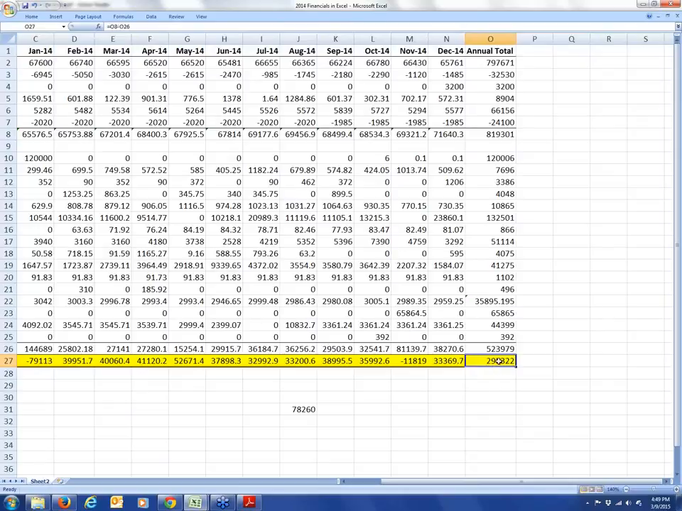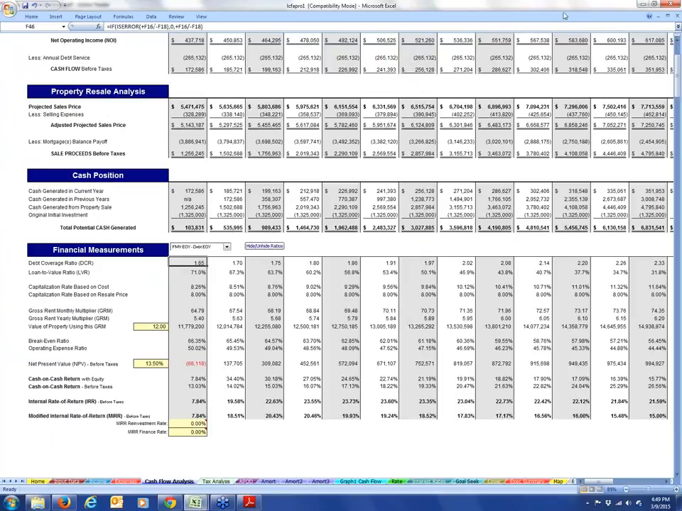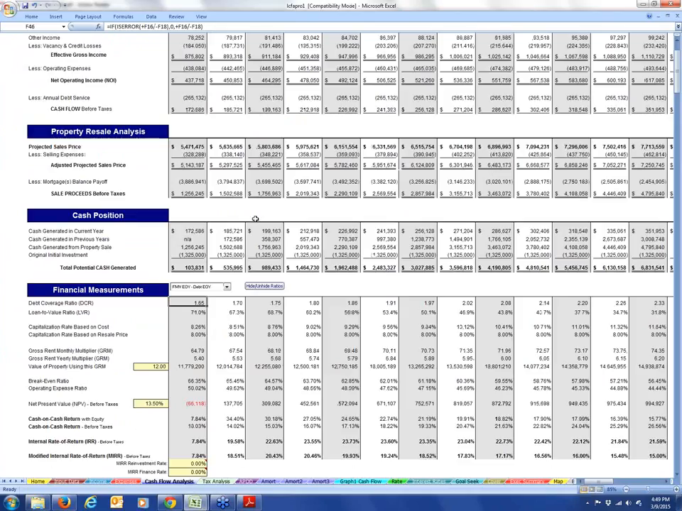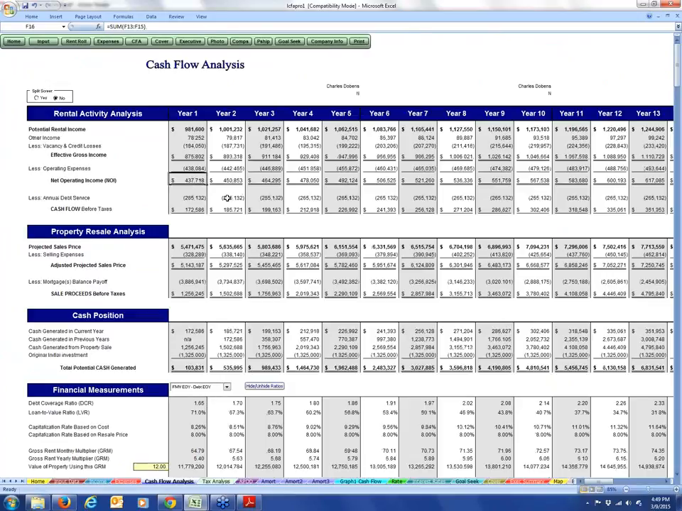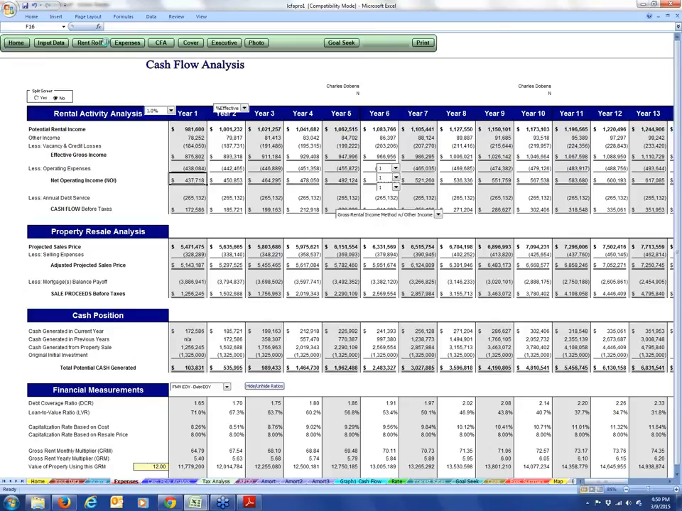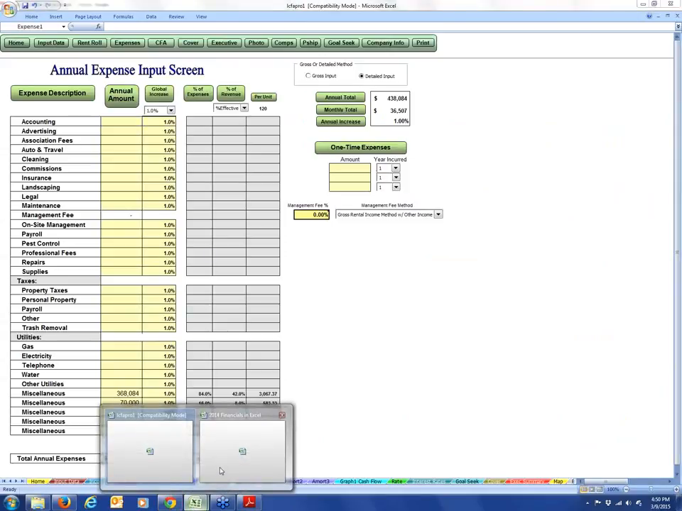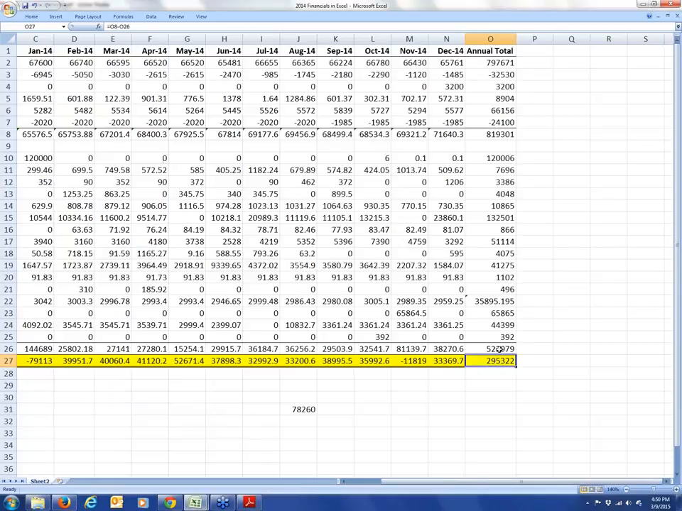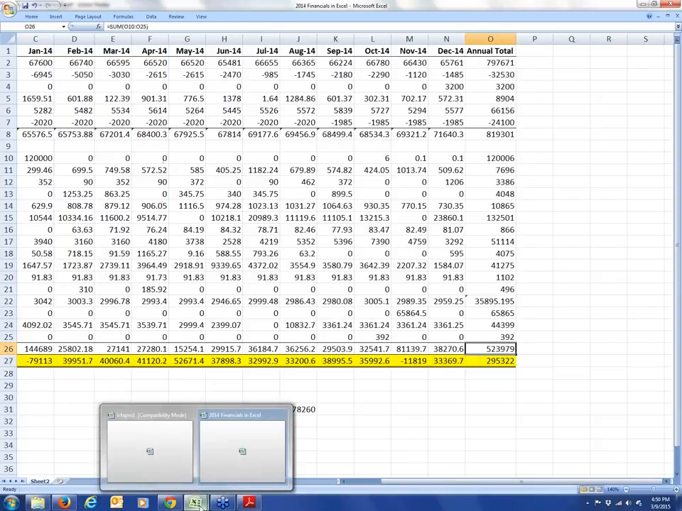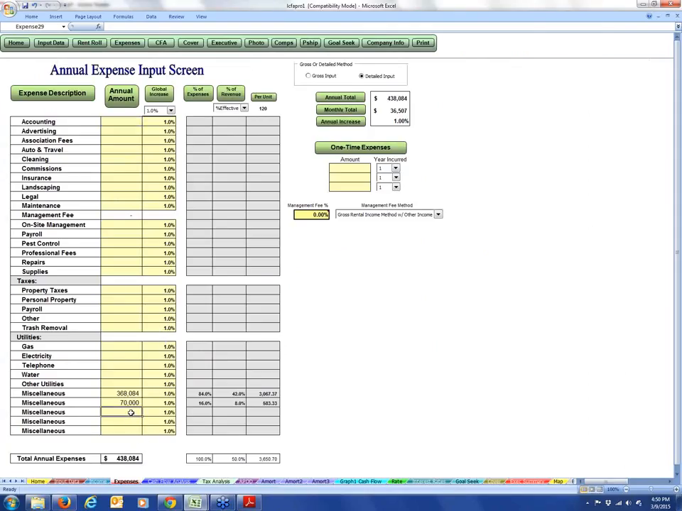523, and then this is going to equal, okay, so we're 295 on the NOI. Let's come back over here. 295 on the NOI. Net operating income, 295. Wow. We're way off. We are way off. 438. What do we say? 438, 523. Yep. Okay, 523, 428, 523, 523. So we're going to add $90,000 here.